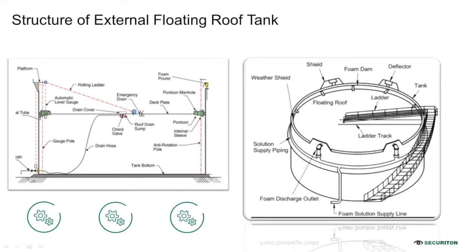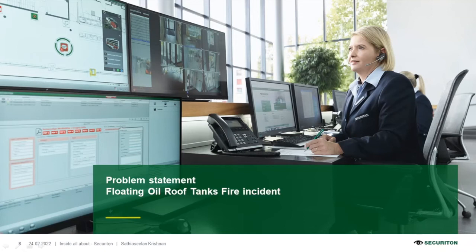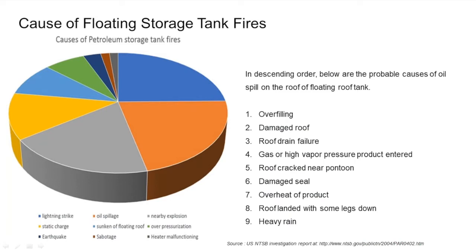Good. So that's basically the construction of a roof tank, as well as what an external floating roof tank is. Now the problem we're going to look into is what the causes of fire are and what has happened previously in terms of fire incidents in floating roof tanks. For that, I have taken a readout from NTSB, an investigation from the US, up to 2007.